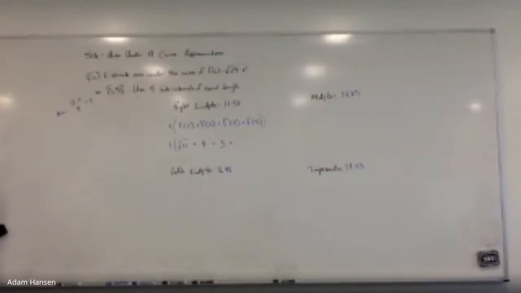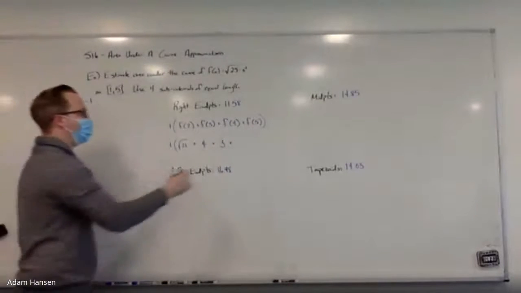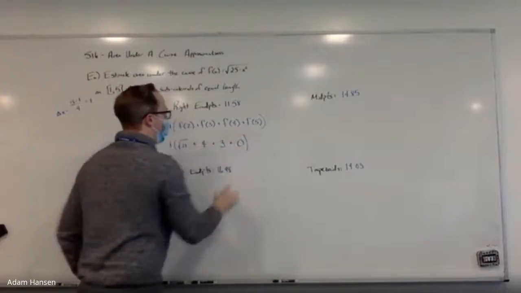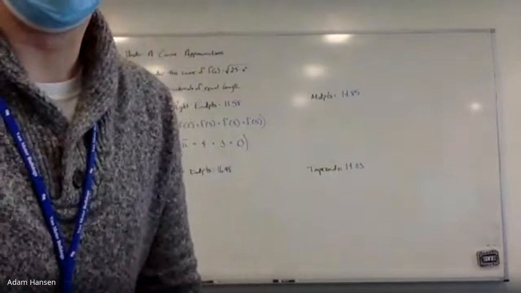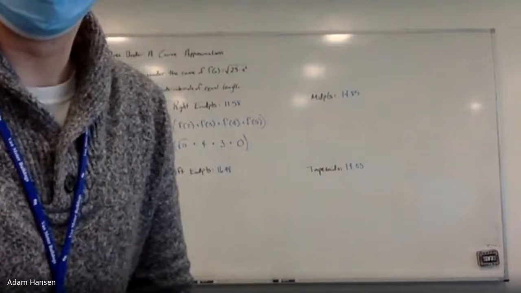f of 5 will be root 25 minus 5 squared. That's 25 minus 25, 0. Square root of 0 is 0. Oh, that's weird. There's no rectangle on the very end. The height of the last rectangle is 0.